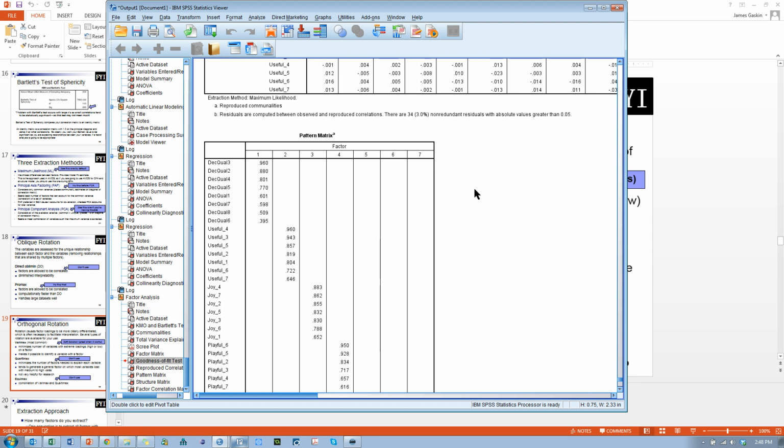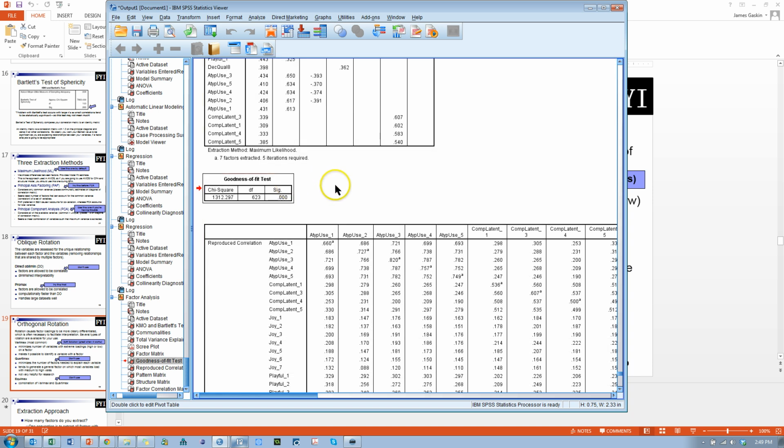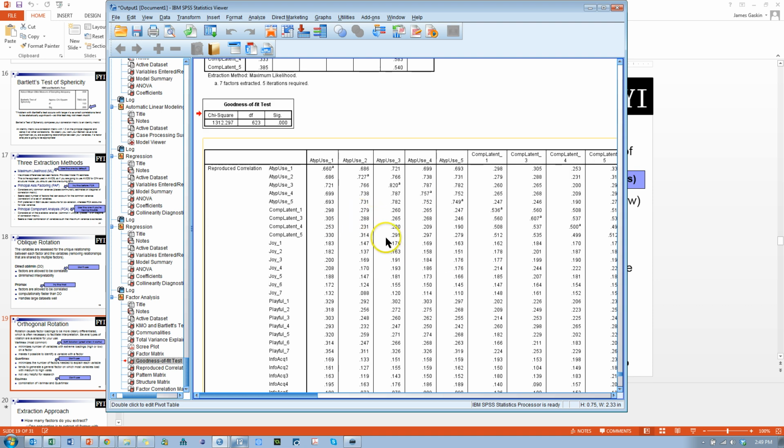How did you get the subscripts that give you the information about the residuals, right above the pattern matrix? Do you have to check something to get that? Because I don't have any of that. You have the goodness of fit table, and the big table right below it. What did you check to get that box? Reproduced matrix in the descriptives area. Descriptives, reproduced. Okay.